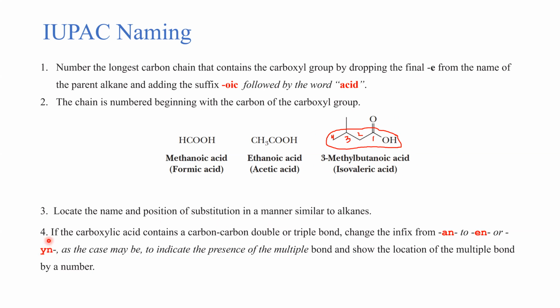Now there are carboxylic acids which have a double or a triple bond. So how can we write the IUPAC name? We have to change the ane to ene or yne. If there is a double bond, we will write butenoic acid, and if there is a triple bond, butynoic acid. So we will do some practice in our next slide.